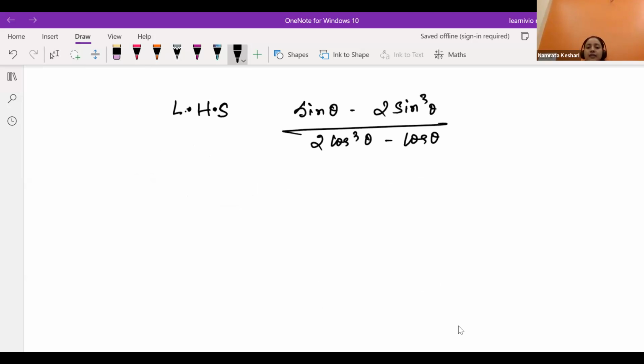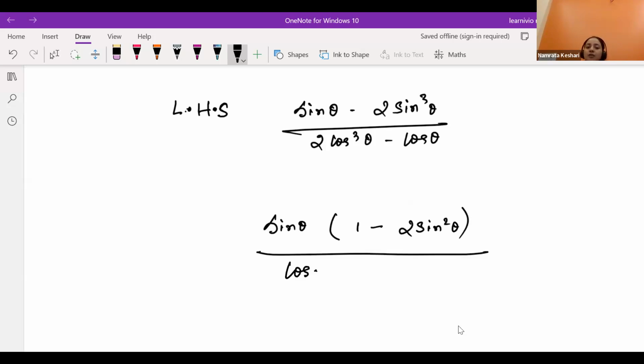Yes, sine theta and 2 sine cube theta, these two terms we are having. If I ask you what can be taken out as a common factor? Sin theta. Yes, sine theta we can take out as a common factor from the numerator. Remaining will be 1 minus 2 sine square theta. And from the denominator we can take out cos theta as common. What will be remaining in the bracket?